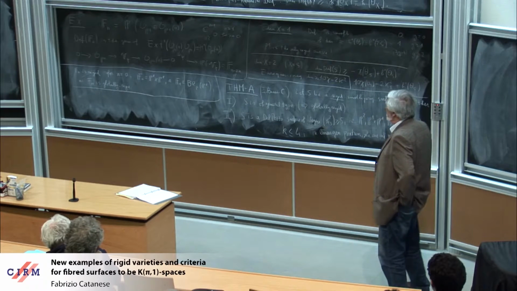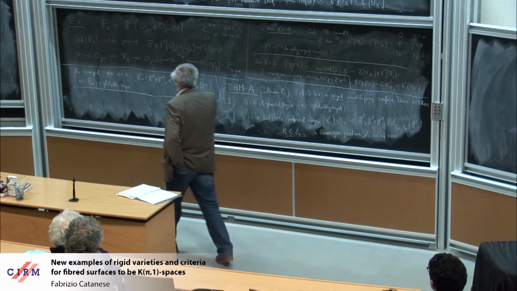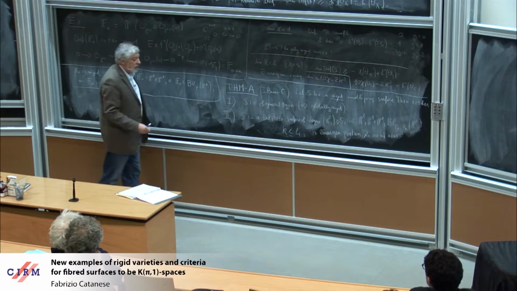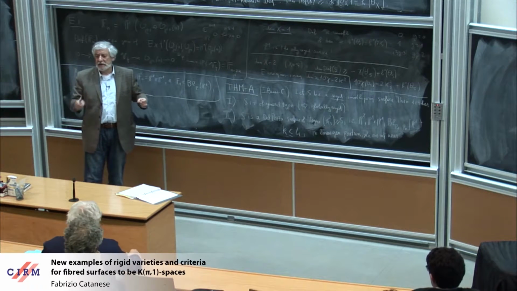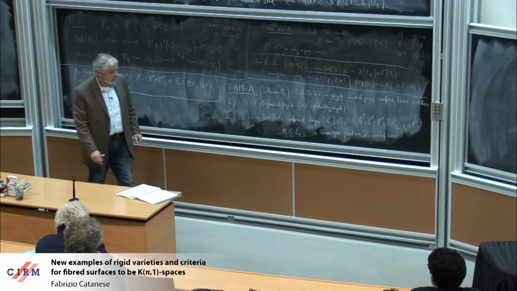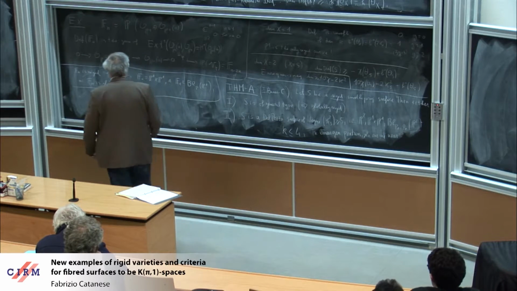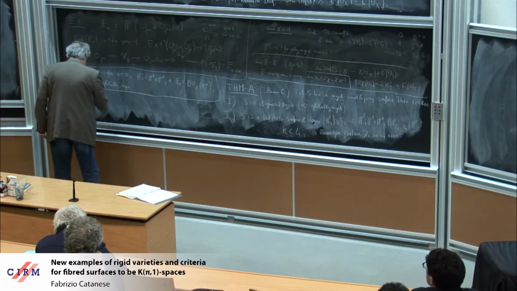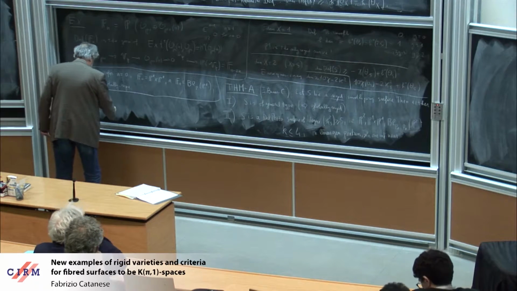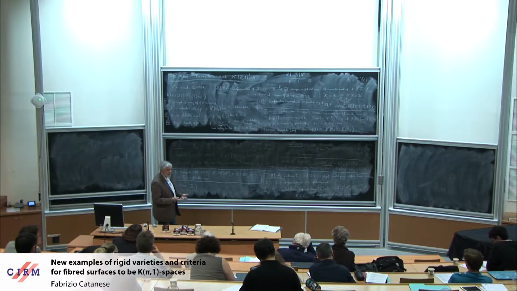So we have already seen, if you blow up a point, you get F1, and either you blow up 2 points, or 3 points which are not collinear, or 4 which are in general position. And in particular, in case 2, the only globally rigid surface is P2.